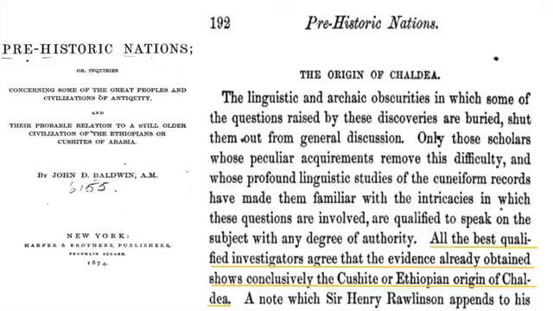This is from Prehistoric Nations by John D. Baldwin. He says all the best qualified investigators agree that the evidence already obtained shows conclusively the Cushite or Ethiopian origin of Chaldea. So yet again, we see that Chaldea is being represented with an African look of people, Cushitic or Ethiopian type.